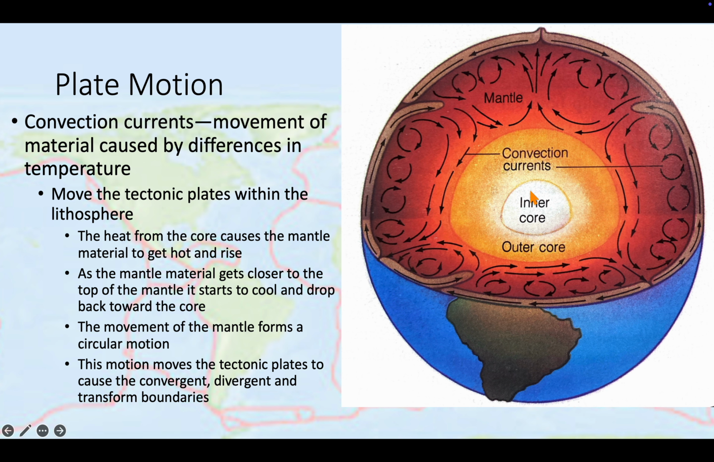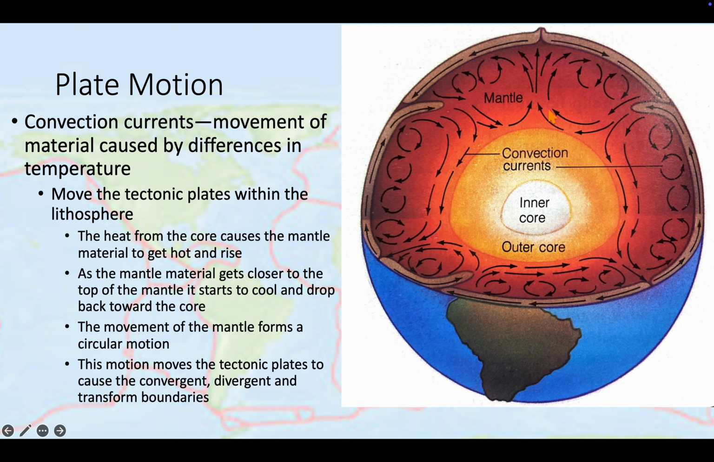The convection currents move the tectonic plates. Because the plates are just resting on the mantle, on the asthenosphere of the mantle, our lithosphere, so the crust and upper mantle that make up the tectonic plates, are going to move based upon the movement of the convection currents. The heat from the core causes the mantle to rise and get hot.